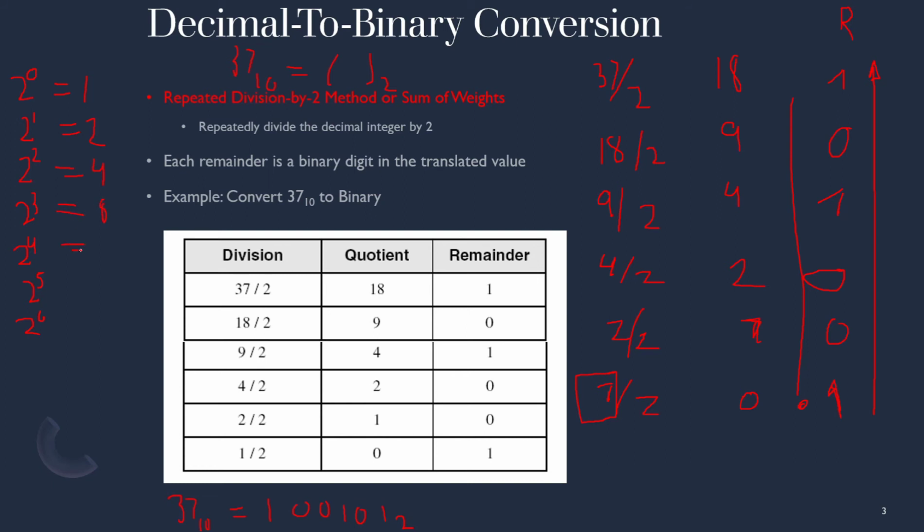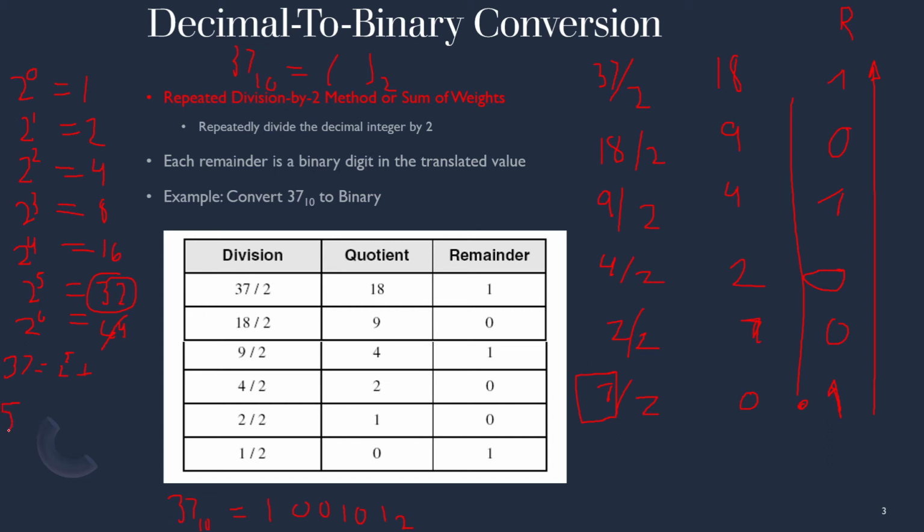8, 16, 32, and 64. So we want to figure out 37. What's the highest of these bases that goes into 37 without going over? 64 doesn't, 32 does. So that's 2 to the 5. Right? 2 to the 5. And now we are left with 5.